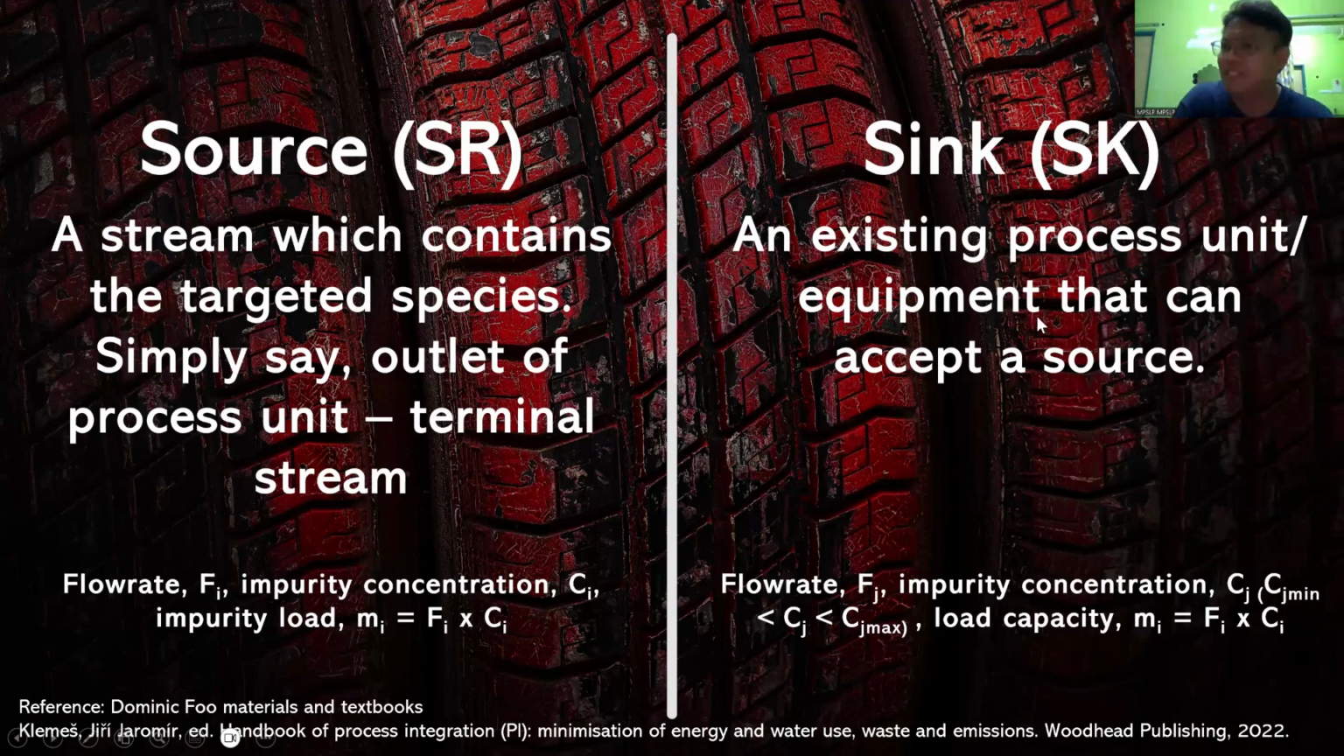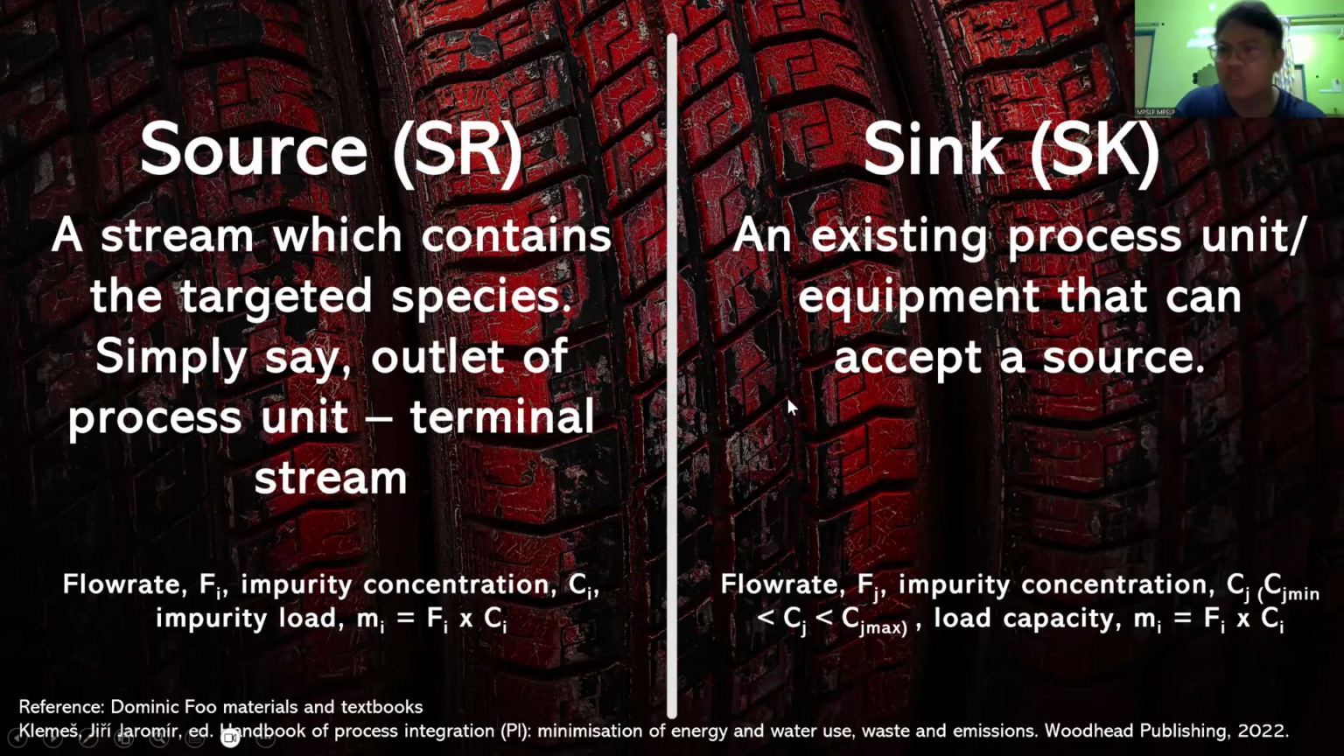Sink has a much simpler definition. It is basically which process unit can receive the source. What is the process unit that can accept the recycled source? By definition, it is an existing process unit or equipment that can accept the source. Now in here you have a flow rate, and you need to know it. You also need to know the impurity concentration. Actually, for the sink, people designate this as Ci.